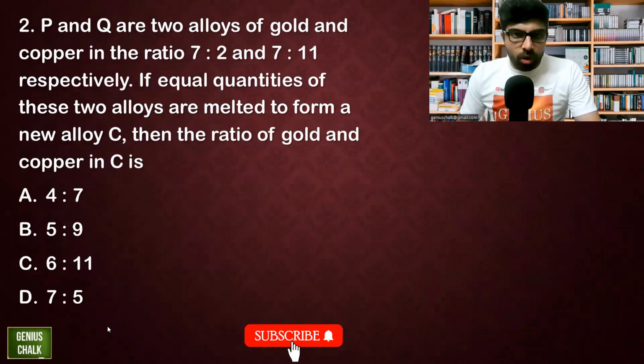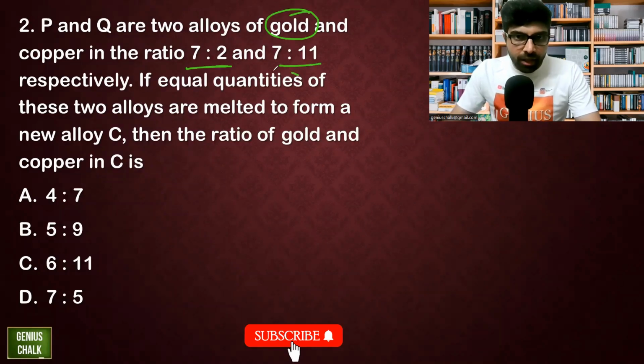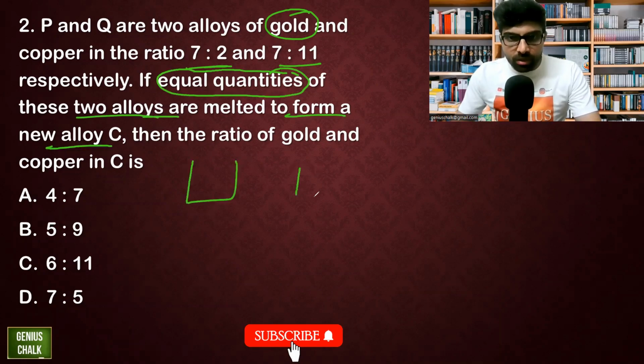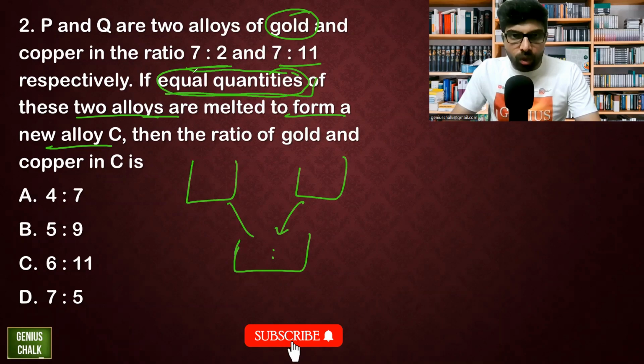P and Q are two alloys of gold and copper, and the ratio is given as 7:2 and 7:11. It is written that equal quantities of the two alloys are melted to form a new alloy C. Again, there are two alloys, they have to be melted and mixed in a new vessel. So it is the same type of question, and it is already written equal quantity.